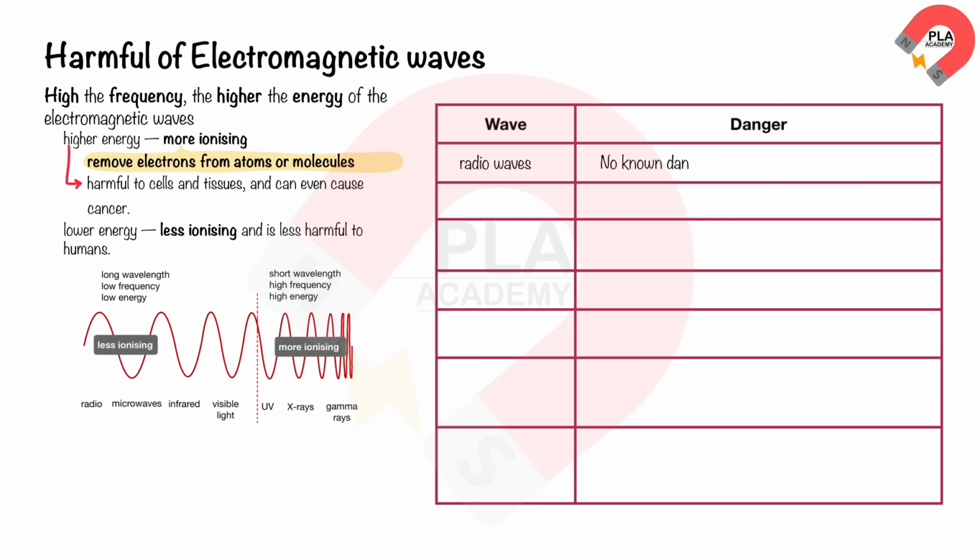No known danger. Microwave. Possible heat damage to internal organs, when the water molecules in the body absorb microwaves strongly. Infrared. Infrared can cause heating effects in tissues, meaning it can also cause skin burns, but it is less likely to cause internal damage than microwaves.